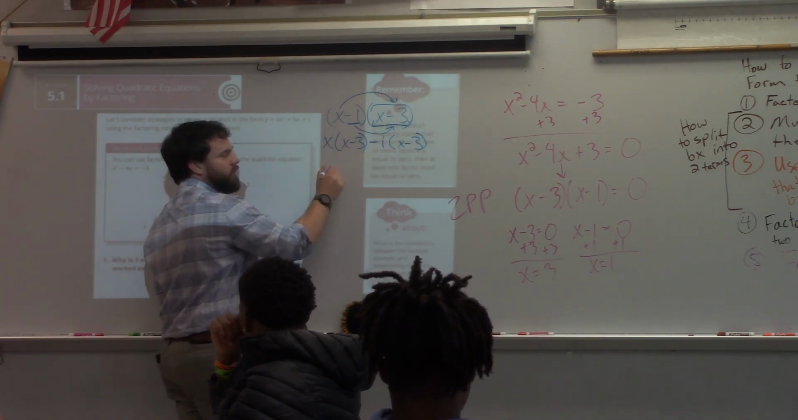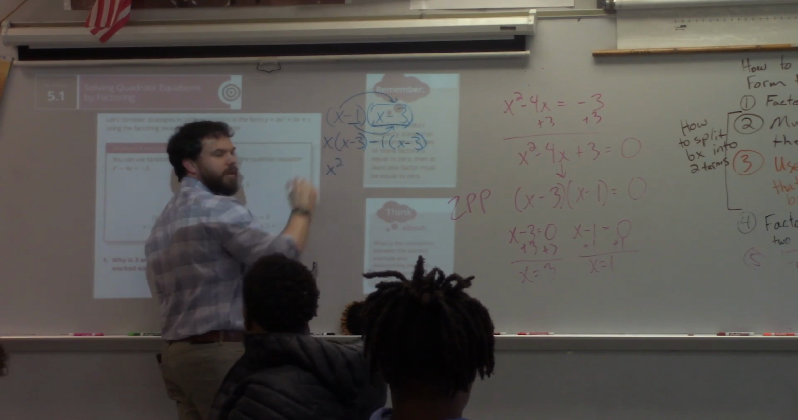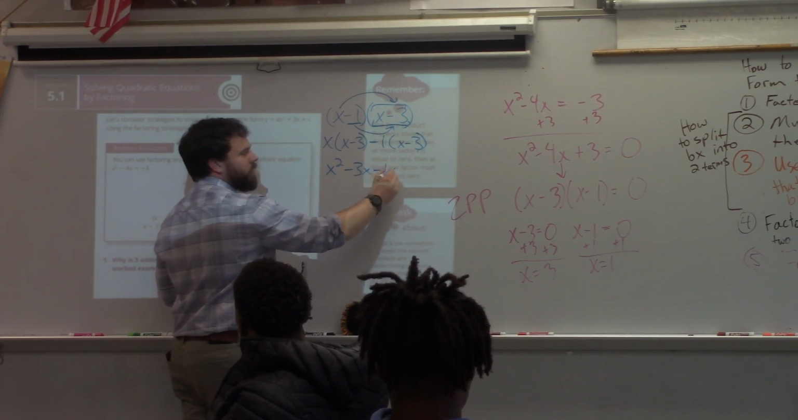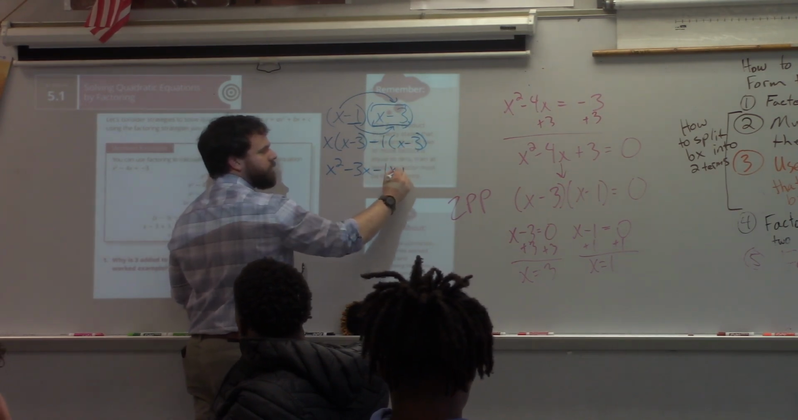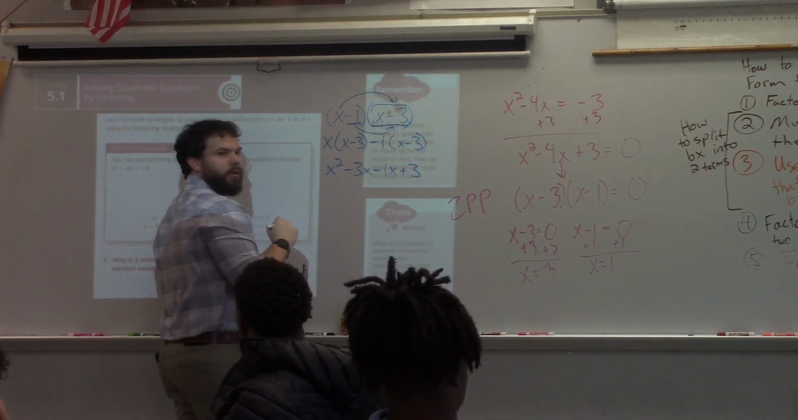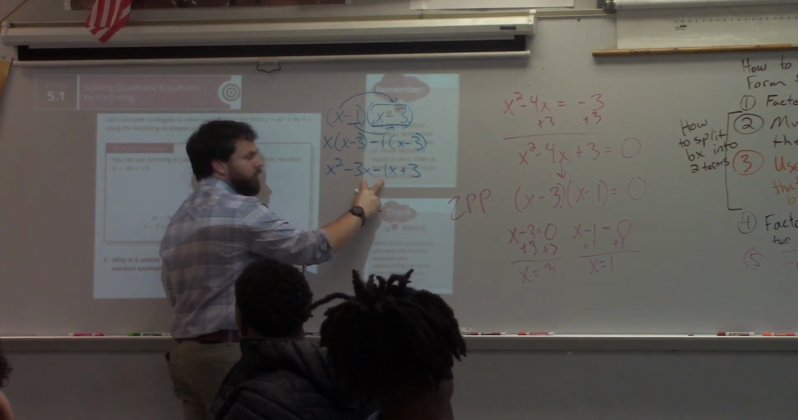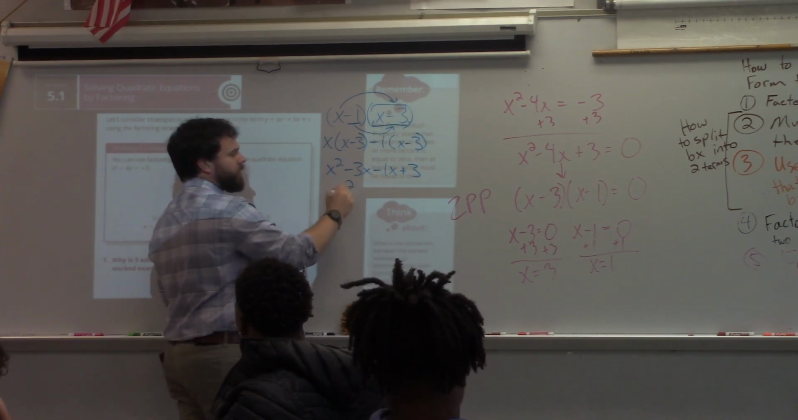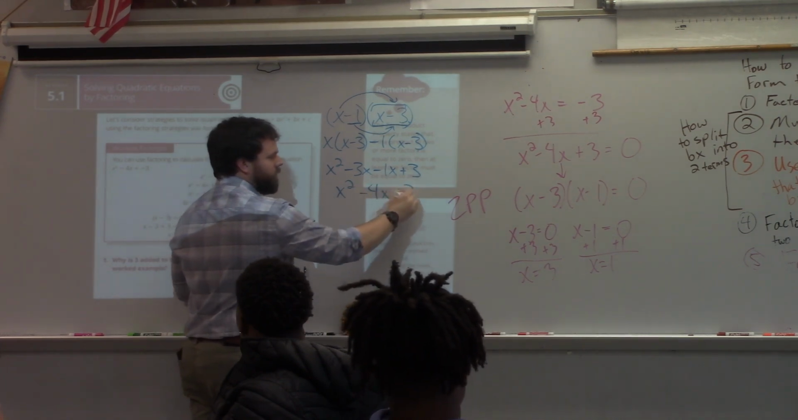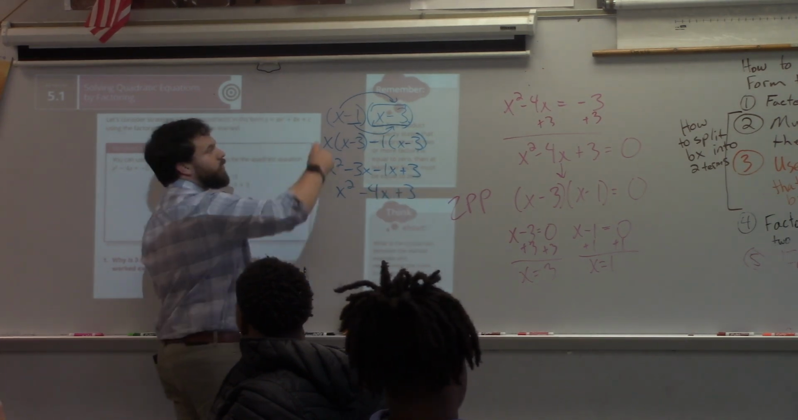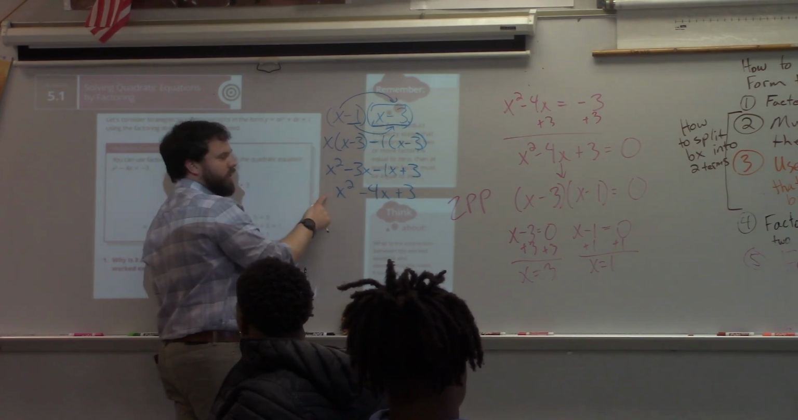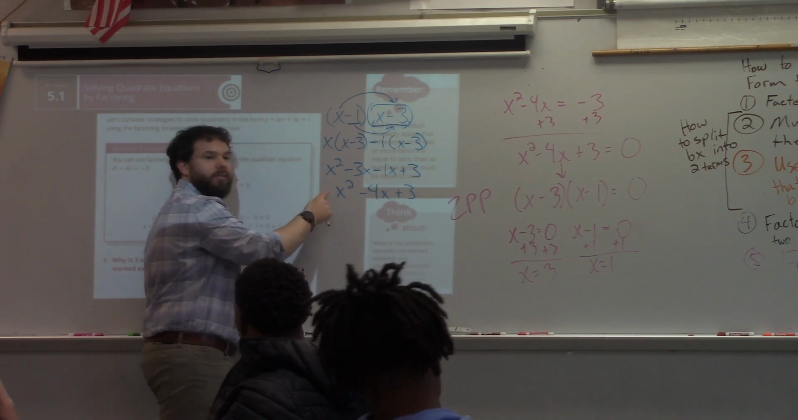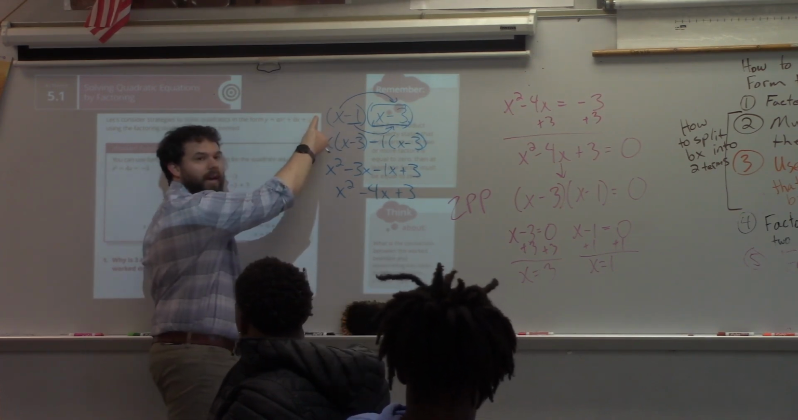Now, what is x times x? x squared. x times negative 3? Negative 3x. Negative 1 times x, and negative 1 times negative 3, positive 3. Right here, those are like terms, so I get x squared minus 4x plus 3. To go from factored form to standard form, I distributed and simplified. But now I'm trying to go from standard form to factored form.